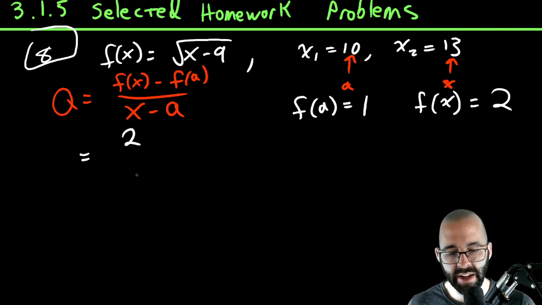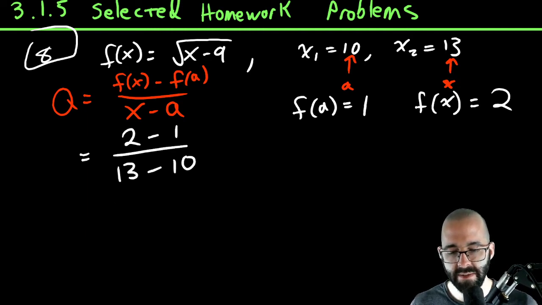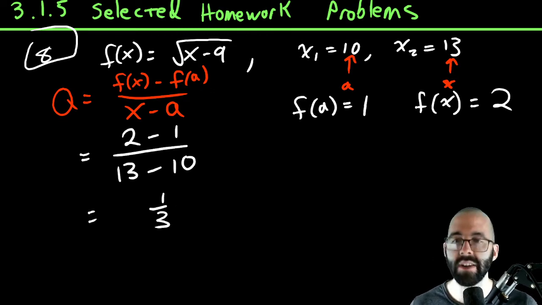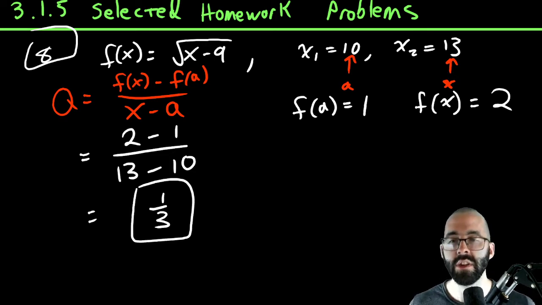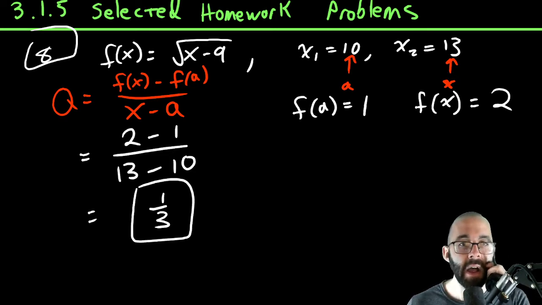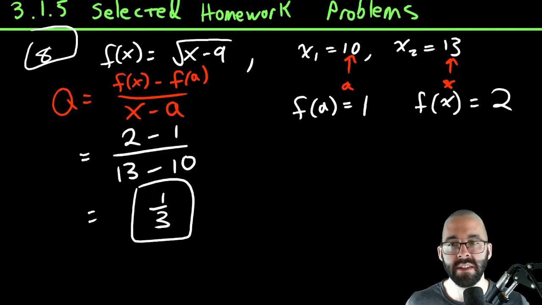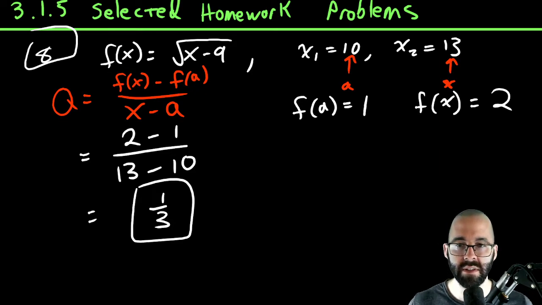We found that f at that x value is 2, minus f at that a value is 1, divided by our x value, we said was 13, minus the a value, which was 10. Simplify, you get 1/3 is our average rate of change. The slope of this secant line is 1/3.